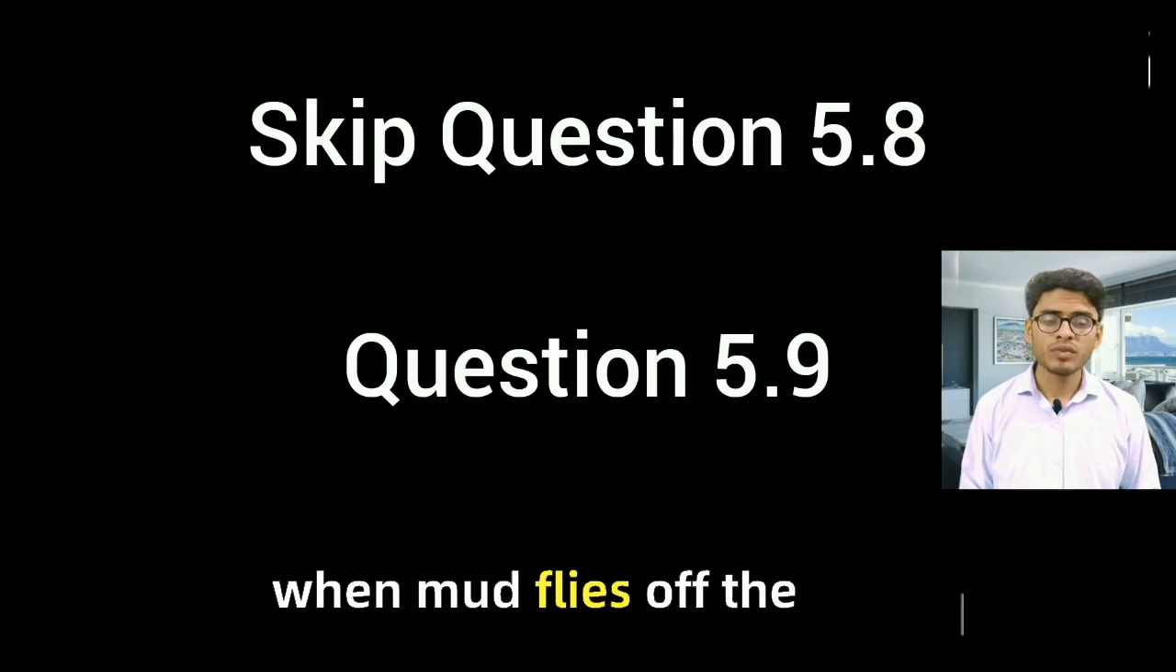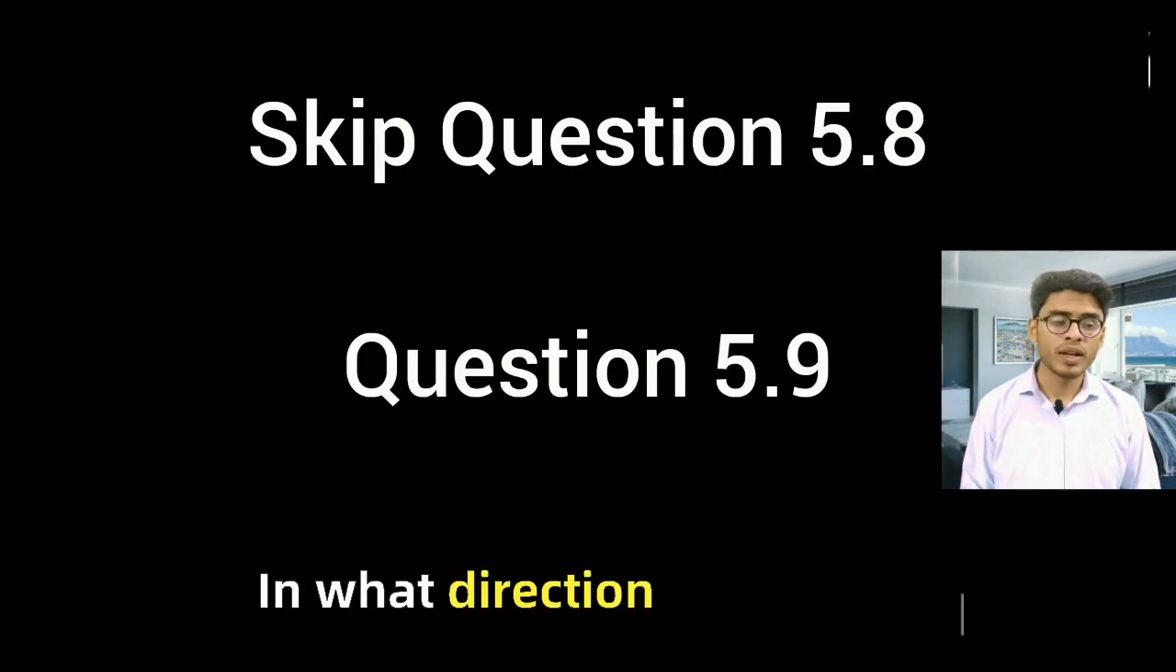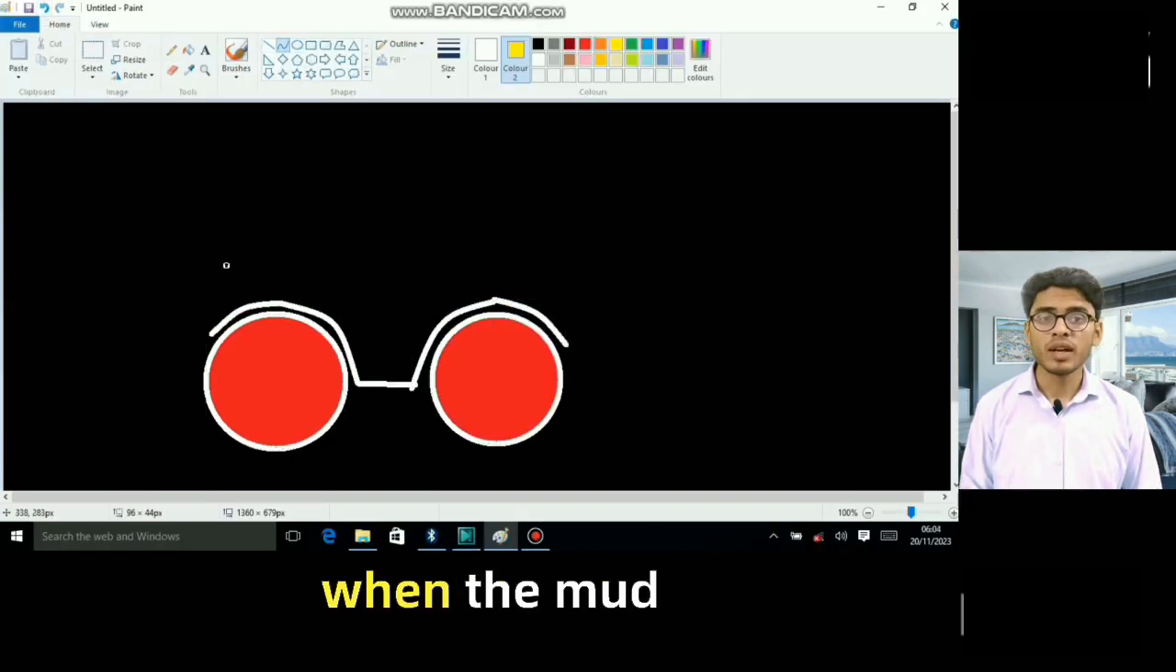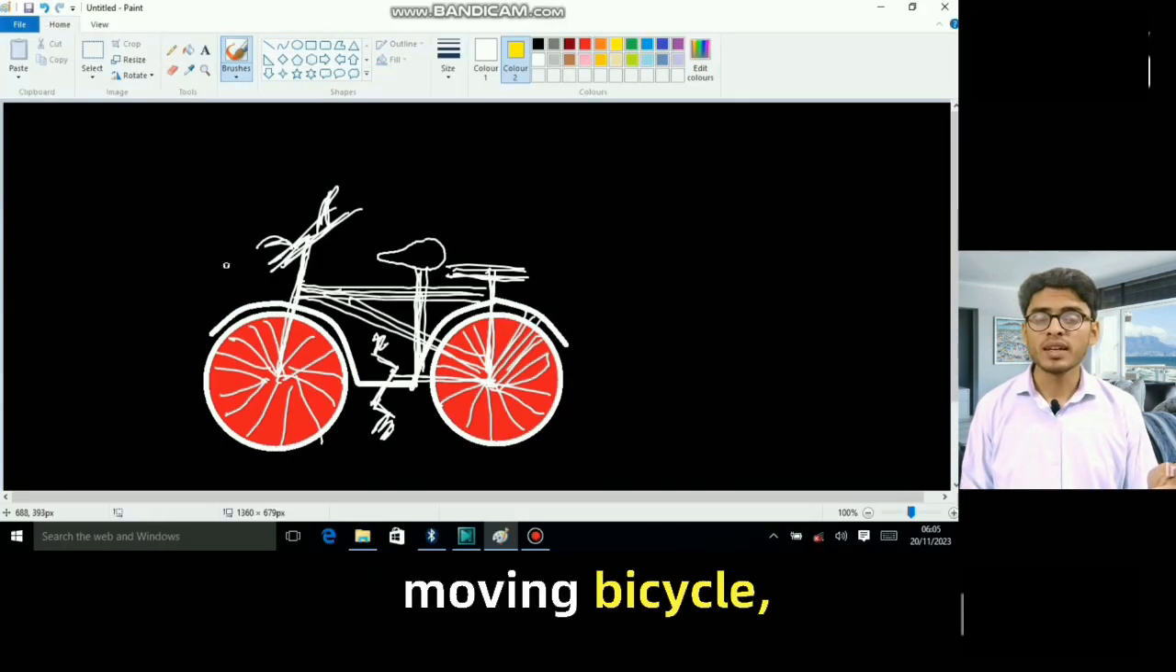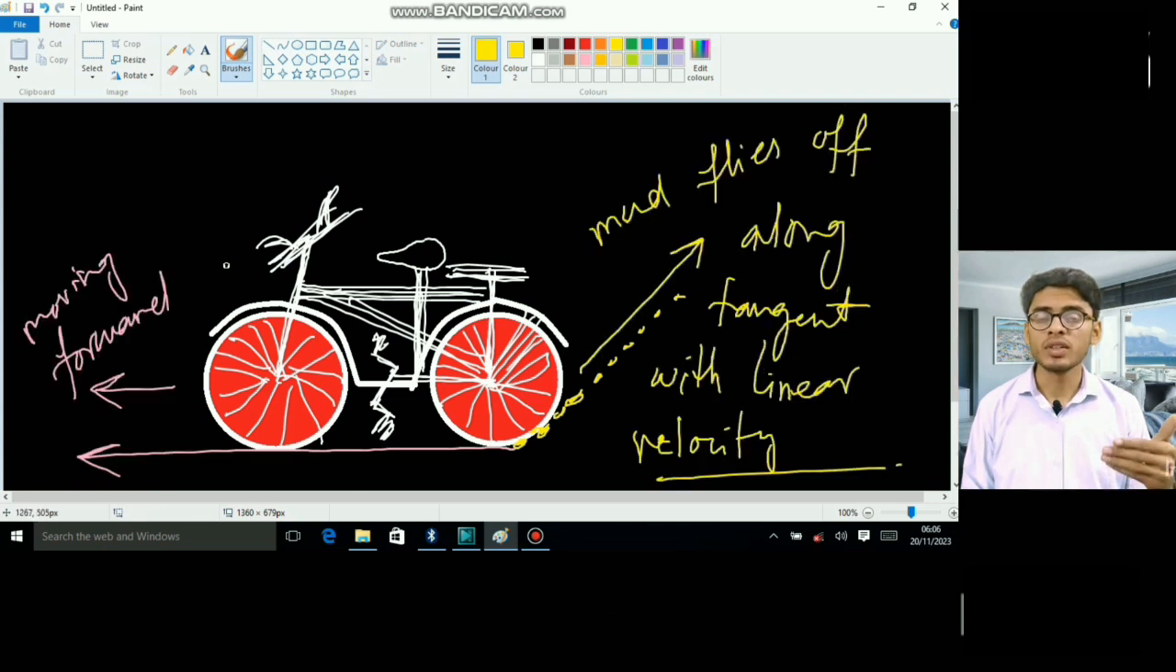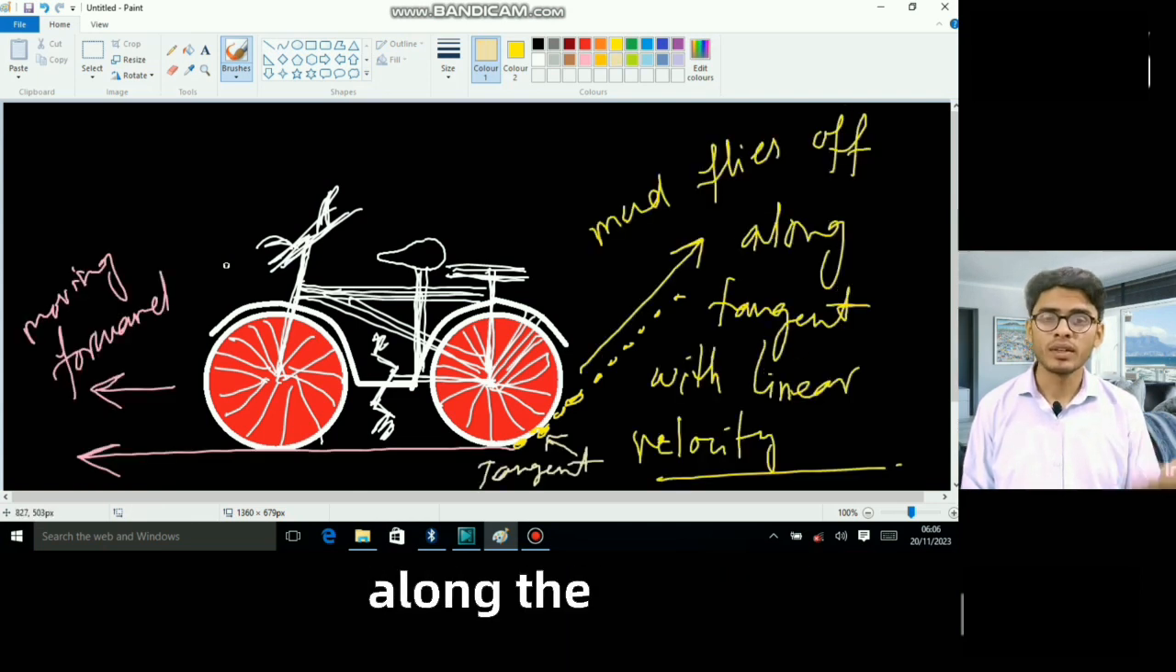When mud flies off the tire of a moving bicycle, in what direction does it fly? Explain. When the mud flies off a moving bicycle, it flies with the linear velocity along the tangent.